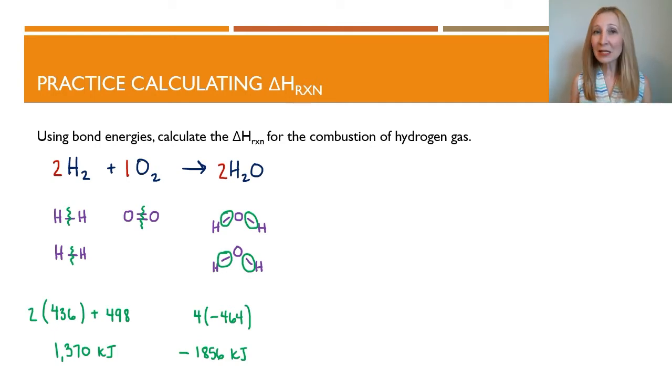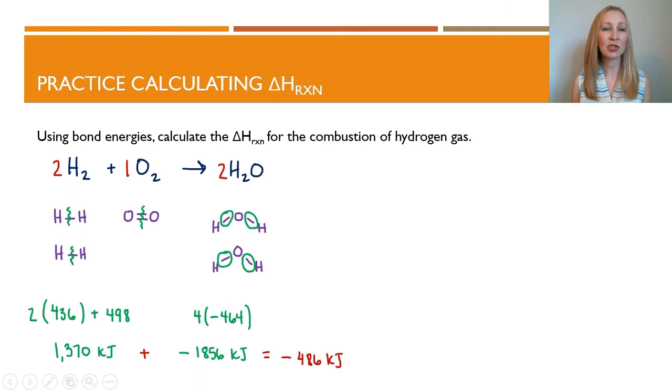So I have all the bonds being broken, all of the bonds forming, and I'm going to add these two numbers together to get my approximate heat of reaction for this reaction. So 1370 plus a negative 1856, type it in your calculator, and you get negative 486 kilojoules. These are all units of kilojoules per mole. So you'll see I kind of left some of the units out, but let's just remember it's kilojoules per mole.